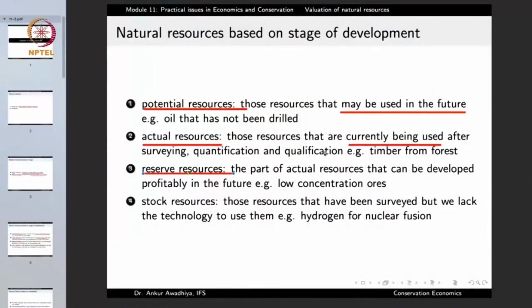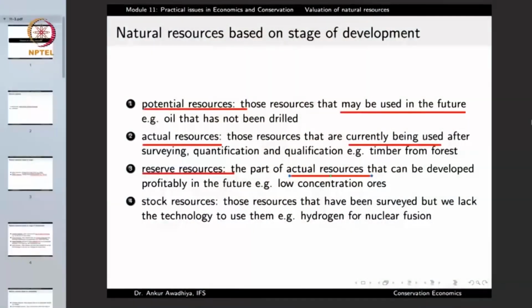Now, these resources are actually being extracted. So people, when they are doing the mining, will be extracting these iron ores and probably dumping them near the mine site itself. So these are known as the reserve resources because they are part of actual resources. We are actually taking them out, but we are not able to extract them profitably or use them profitably using the current technology. And so we call them reserve resources that can be developed profitably in the future. We still have methods to use these resources, but they are not profitable currently.